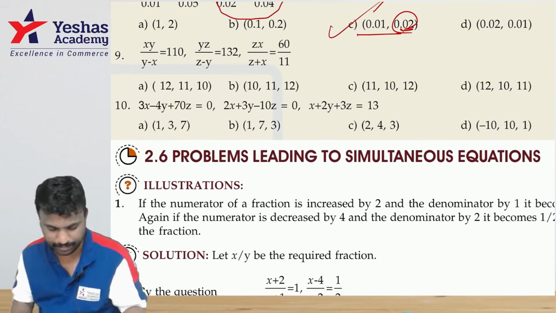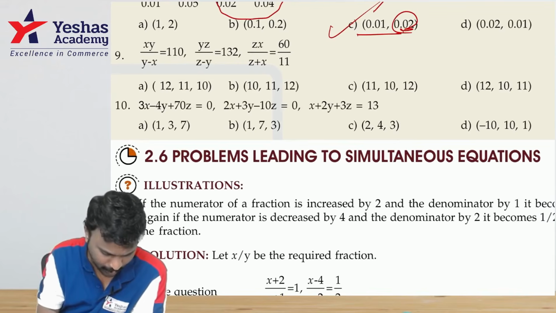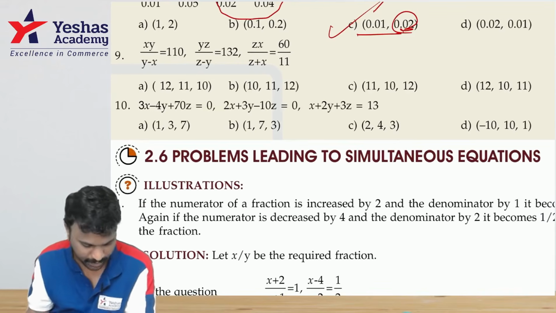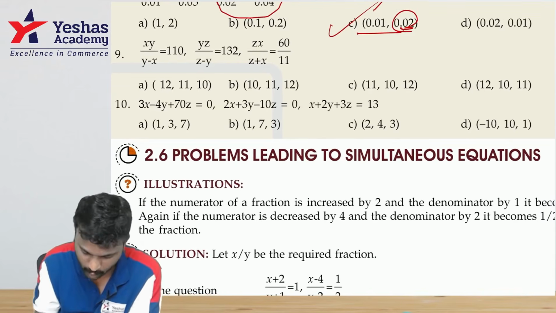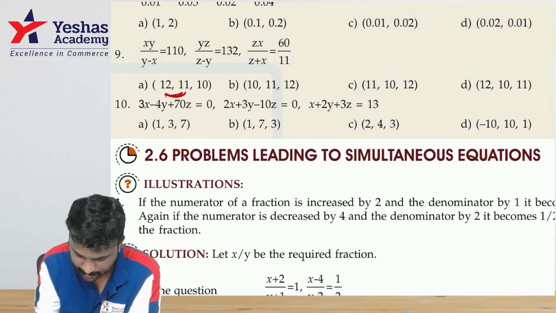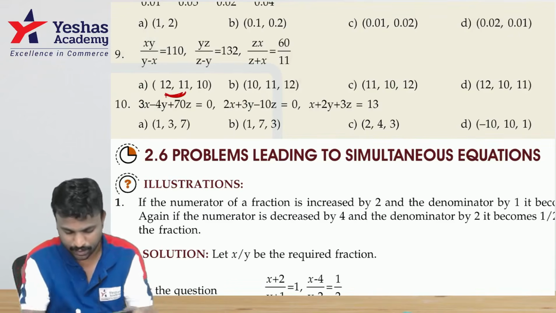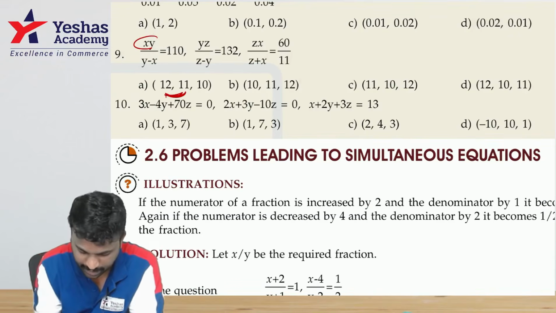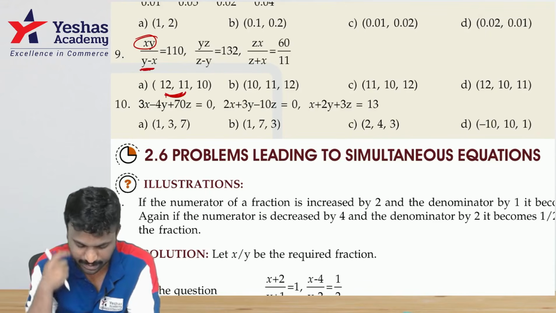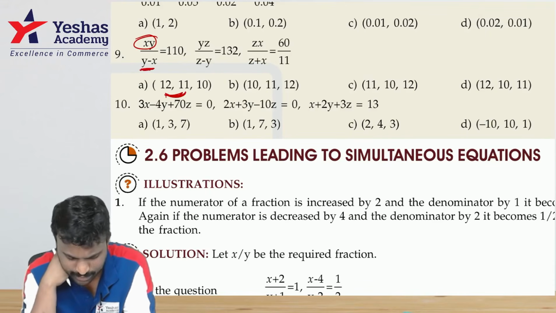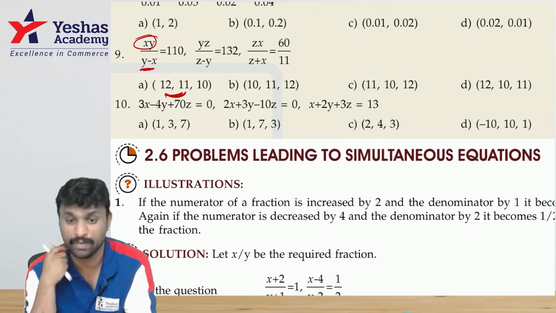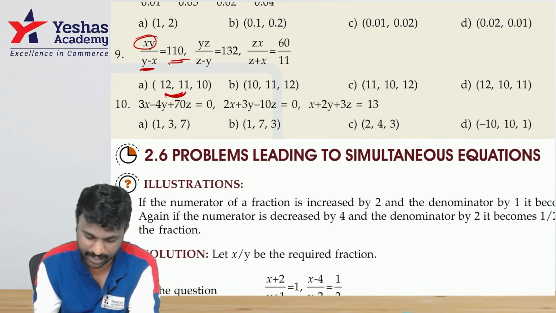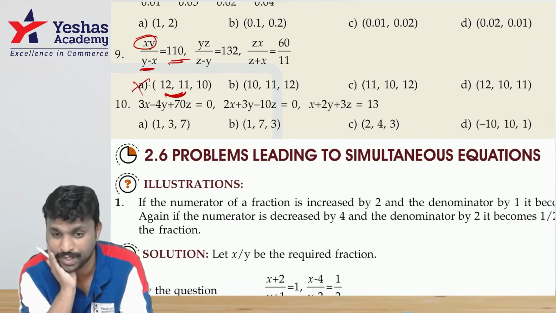Guys, ninth question, what we need to basically do is hit the options. Guys, if I hit the first option, x value as 12 and y value as 11. So tell me guys, x into y is 132 divided by y minus x. Guys, y value is 11, 11 minus 12 is negative, so it cannot be 110, isn't it? It cannot be a positive value.